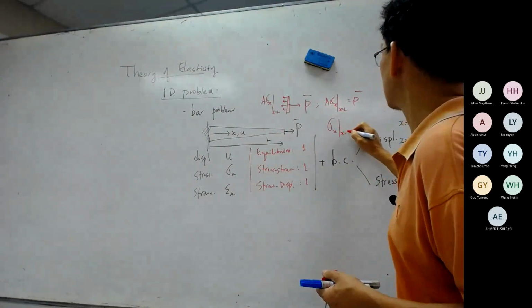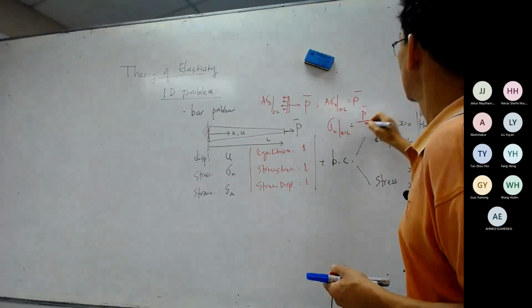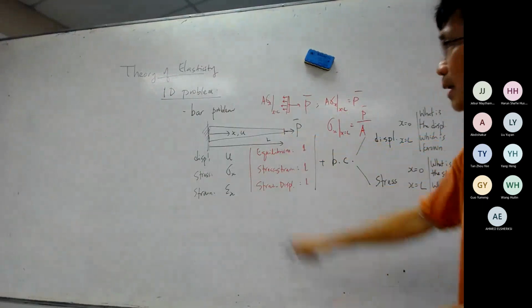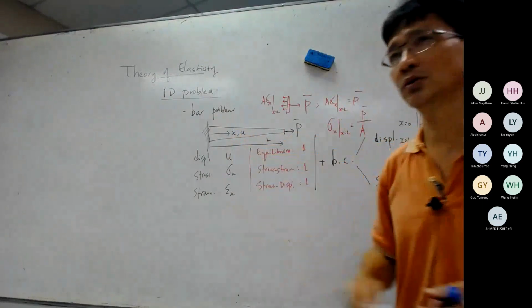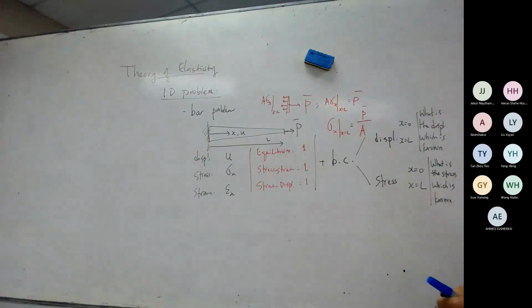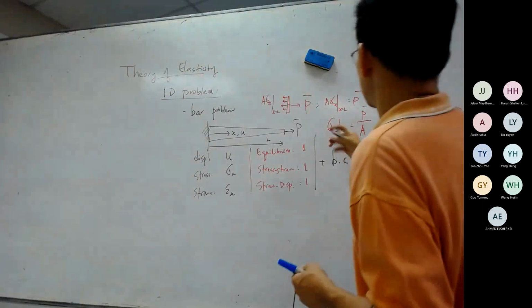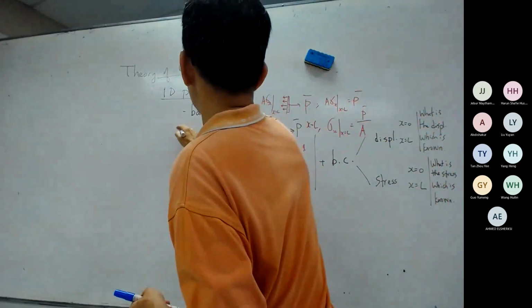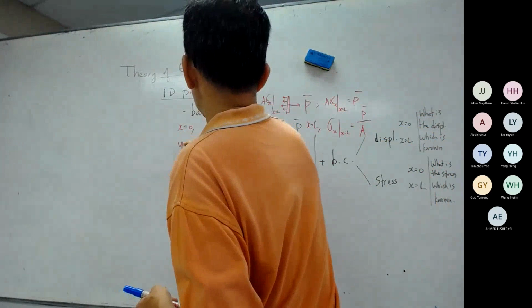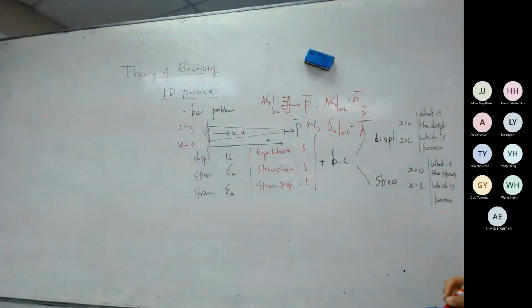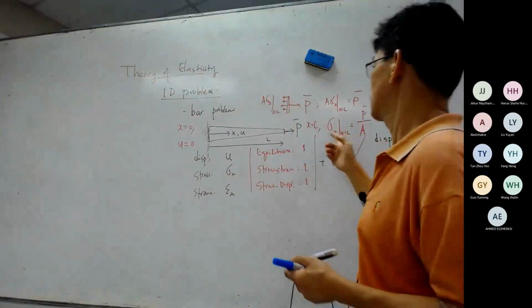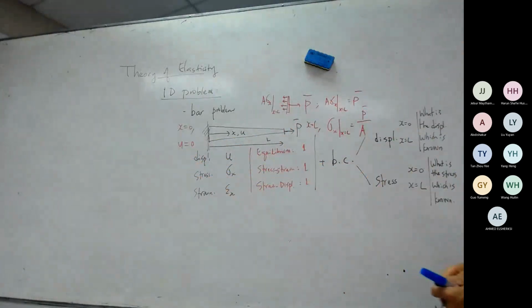So the boundary conditions will be: at this end, for this problem, x is equal to 0, and this is at x is equal to L. This is a boundary condition, and for this problem, at x is equal to 0, u is equal to 0. Okay. And later we see we have to relate this to u.